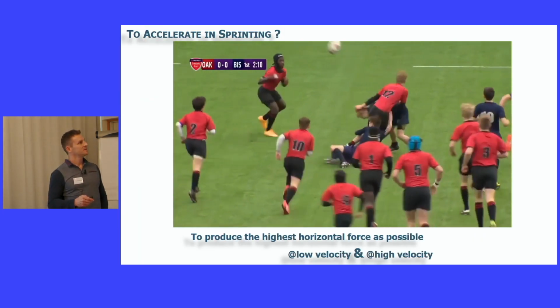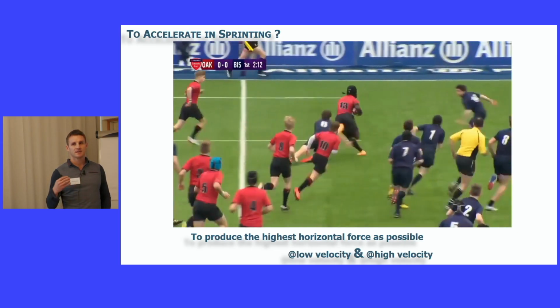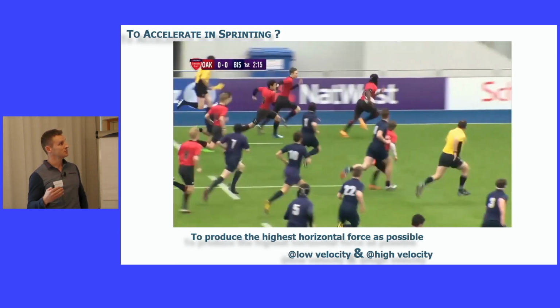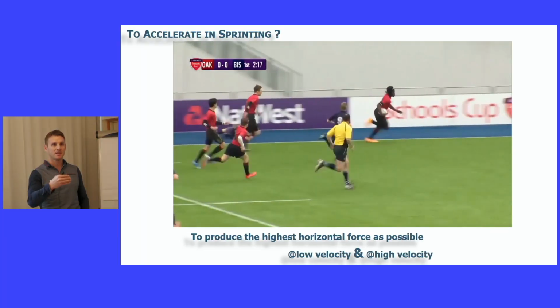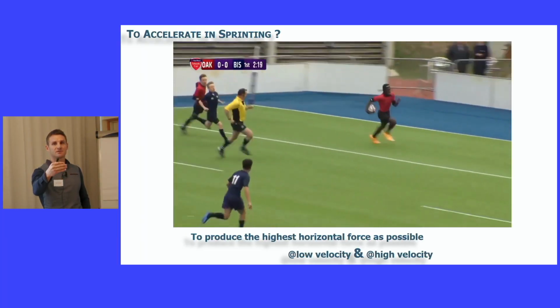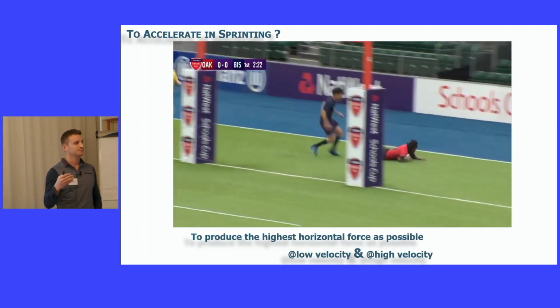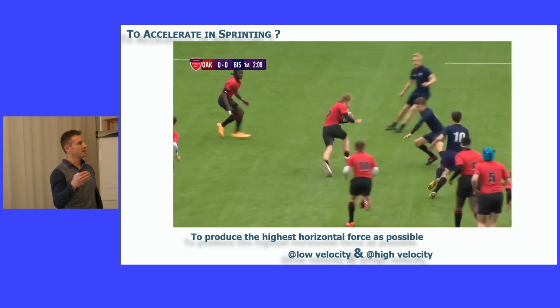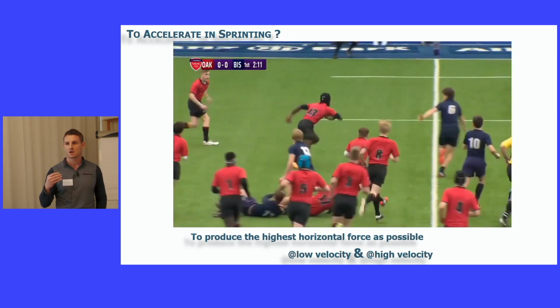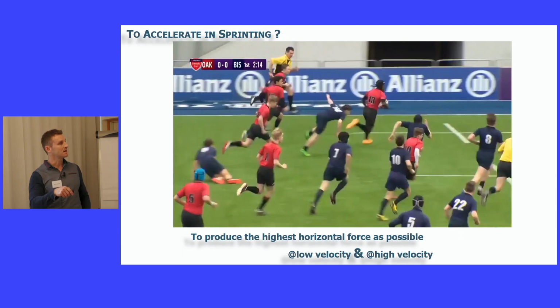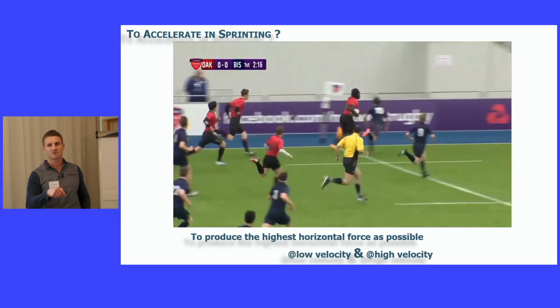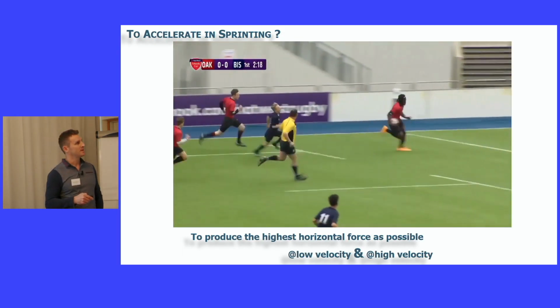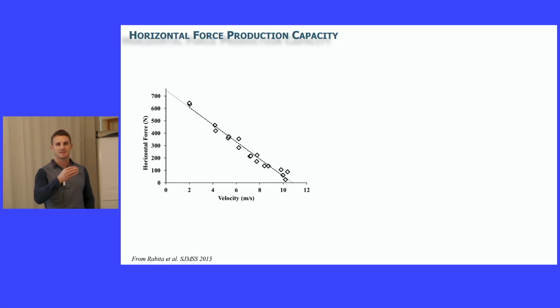So for performance in sprinting, to accelerate during a sprint run, you have to have a good acceleration at the beginning of the sprint and also at the end of the sprint. For that, it's important to be able to produce the highest horizontal force possible at low velocity, but also at high velocity. And the capacity to produce force at different velocities in the horizontal direction is well described by the well-known force-velocity relationship.